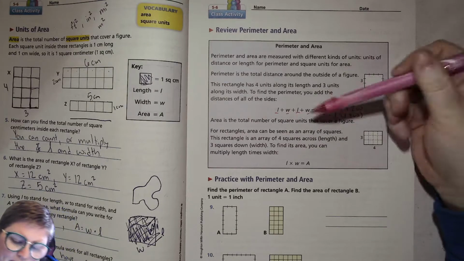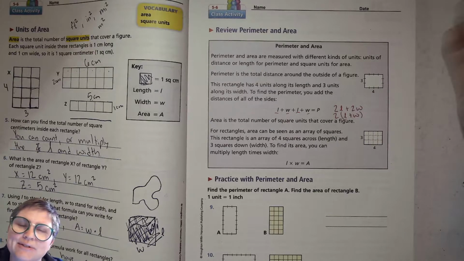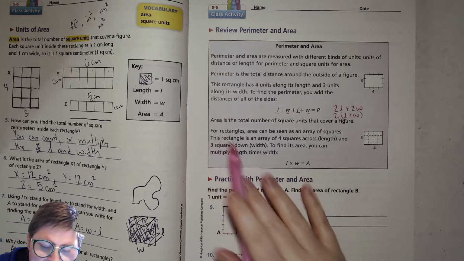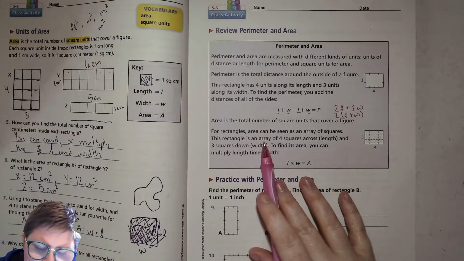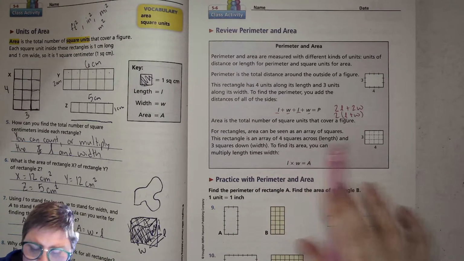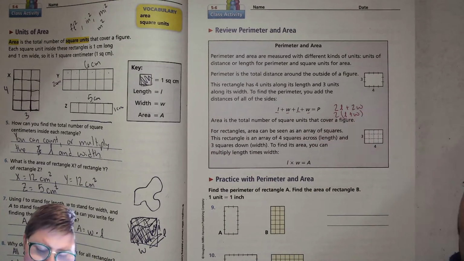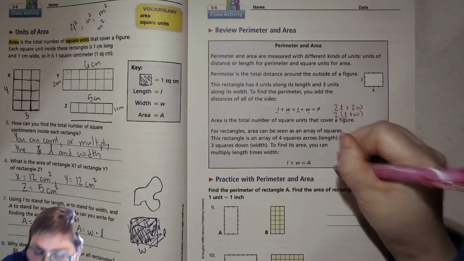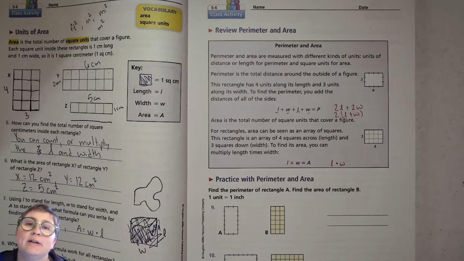Area is the total number of square units that cover a figure. Think about an area rug. You might have a rug at your house or apartment that covers a lot of the surface of the floor. That's an area rug, right? For rectangles, area can be seen as an array of squares. This rectangle is an array of 4 squares across, 1, 2, 3, 4, and 3 squares down, width, 1, 2, 3. To find its area, you can multiply the length times width. So length times width equals area. And remember, sometimes when we're handwriting, we'll use the cursive L so it doesn't look like 1.